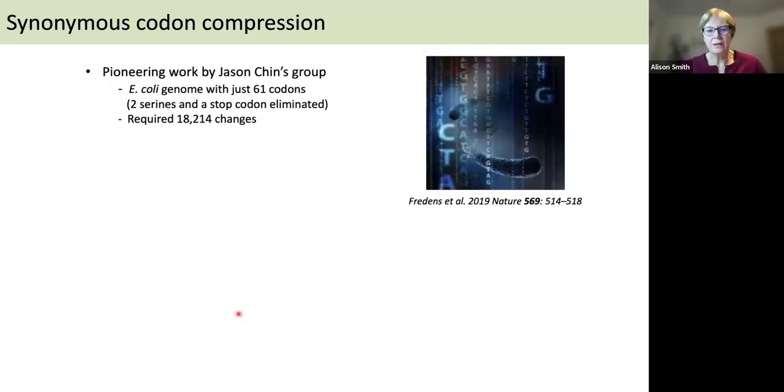So then the last thing I want to tell you about that we've been doing to try to understand what's required for the function of the genome is to alter the genetic code. And this has been pioneered by Jason Chin's group in E. coli. So the idea of changing the codons in a genome to see how well they can function with fewer codons, and then perhaps to introduce codons which code for different amino acids.